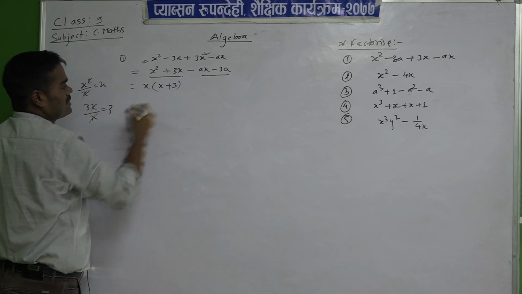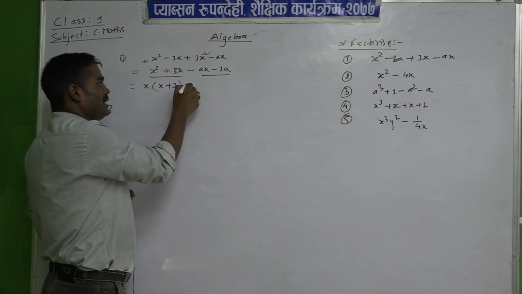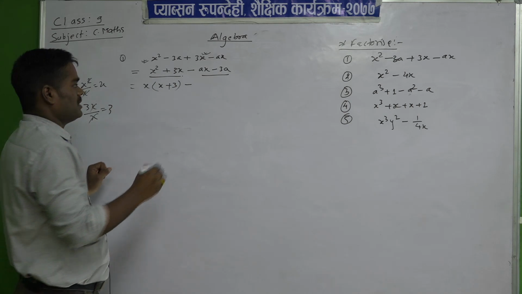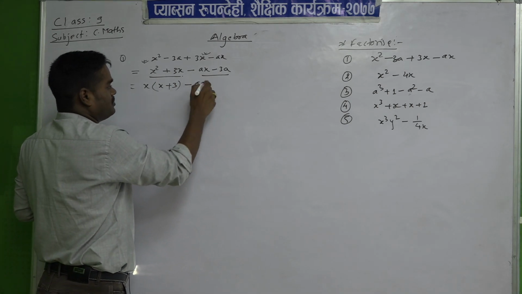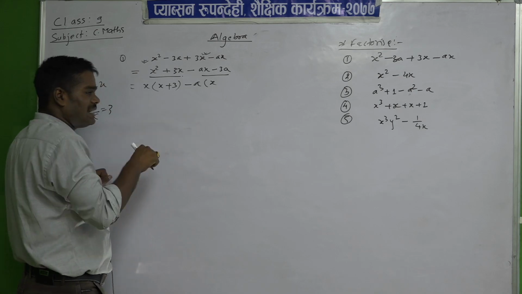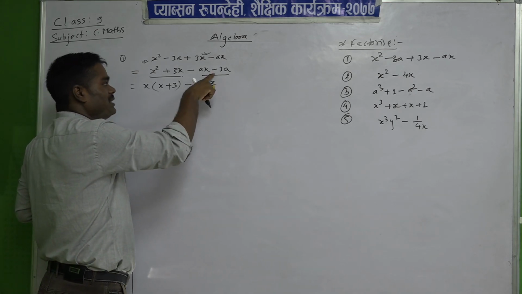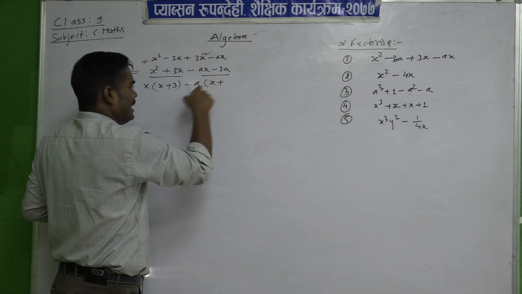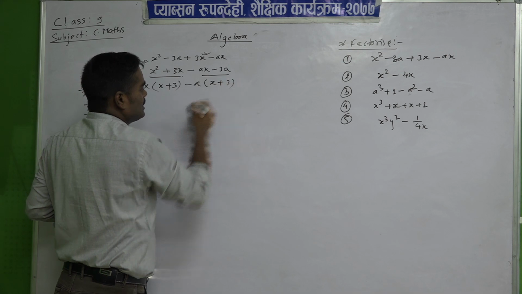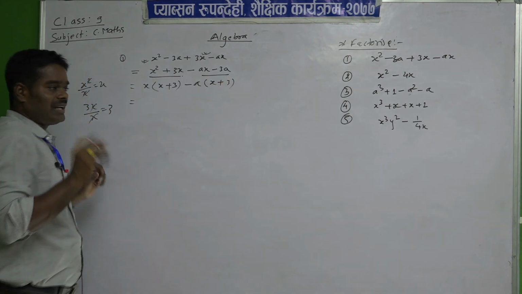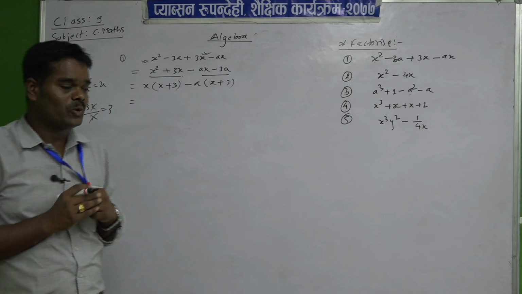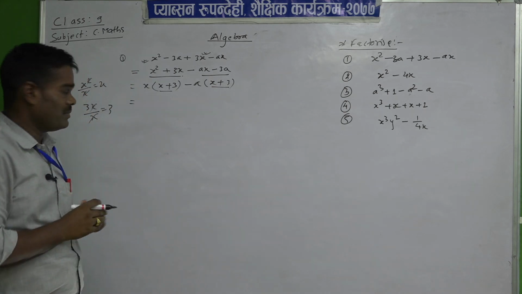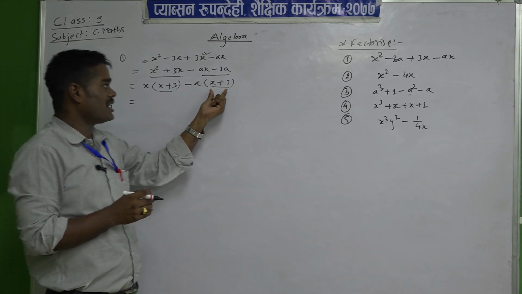Likewise, in the next 2 terms, what is common? A is common, so take a as common. What is left here? X, and while taking common, this sign multiplies with this sign: minus into minus gives plus. And a we have taken common already, so 3 is left. In factorization, after taking common in 2 terms, whatever is left inside the bracket must be the same. So here is x plus 3, and here is also x plus 3.